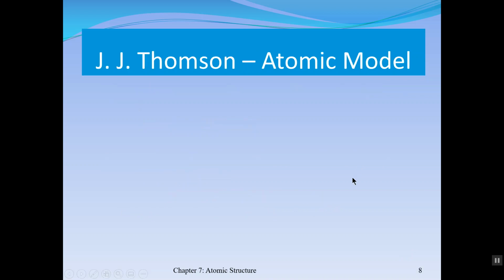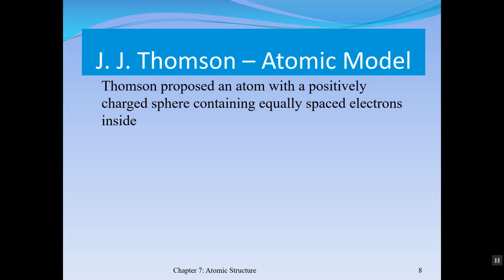So now that we have discovered that atoms have electrons, the next question that arose, which was investigated by the scientists of that time, was: how are these electrons, these particles, arranged in the atom? J.J. Thomson, who we saw earlier, came up with the apparatus for determining the mass to charge ratio of the electrons. He came up with his version of the atomic model.